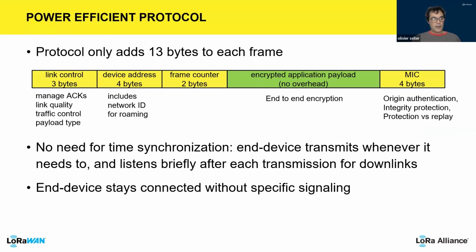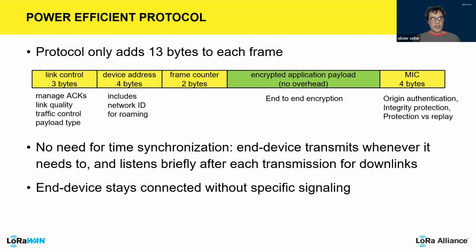So again, that's the reason why the protocol is power efficient. Only 13 bytes are appended to each frame, and these 13 bytes include addressing, so networking, and all the security, so authentication, integrity protection, and protection versus replay. There is no need for time synchronization. The end devices transmit whenever they need to, whenever they want to, and they just listen briefly after each transmission for downlinks, which limits the power consumption allocated to downlinks, and we'll see that in the next slide.